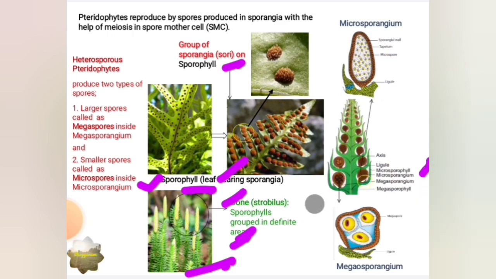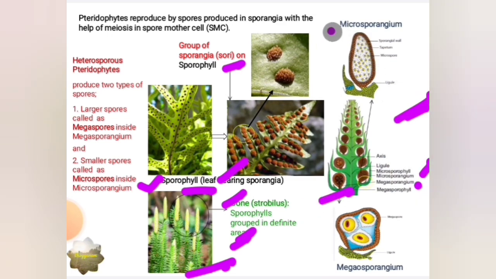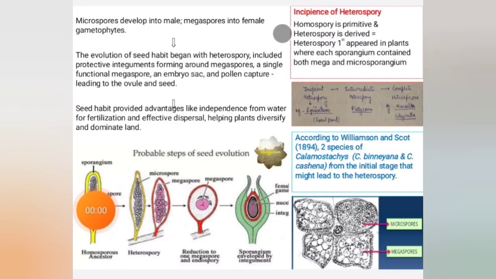The sporangium, as already discussed, in the heterosporous condition would bear two different types of sporangium. As we can see in the image here, microspores are produced inside the microsporangium, and megaspores, which represent the female spores, are produced inside the megasporangium. So now we know that homospory is primitive and heterospory is derived from homospory.